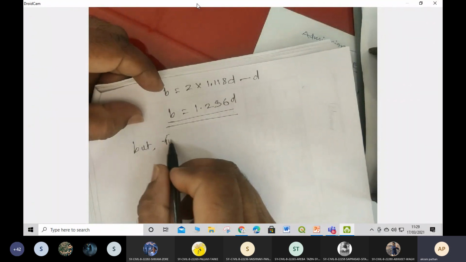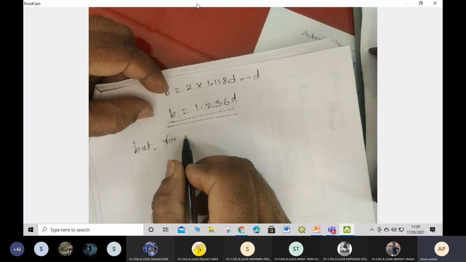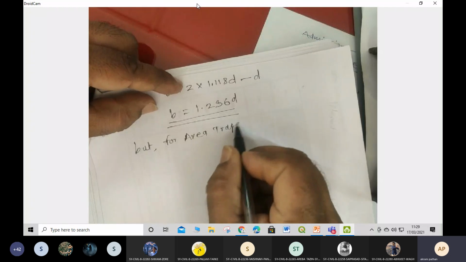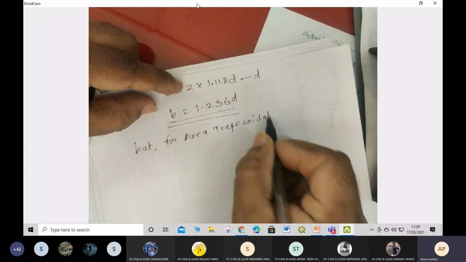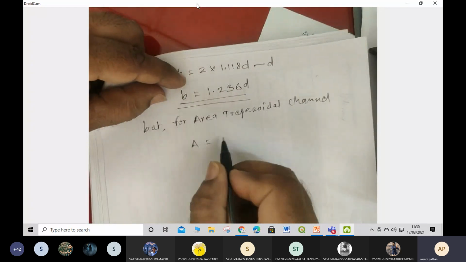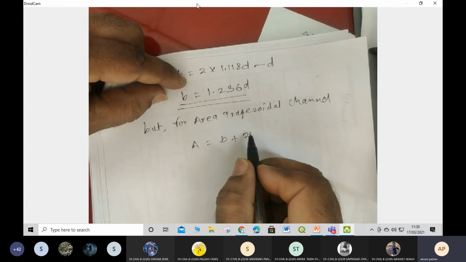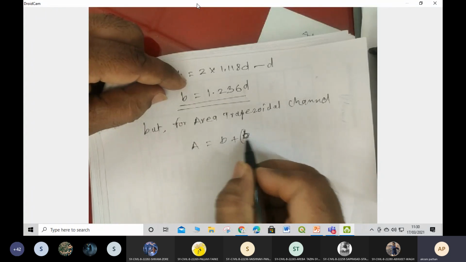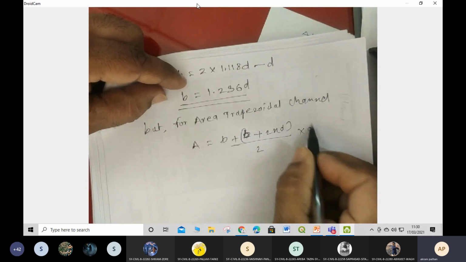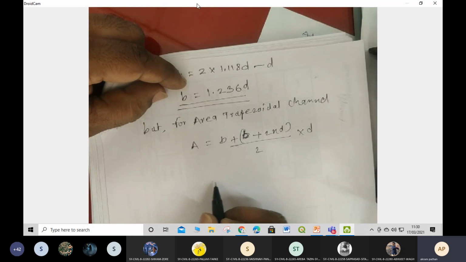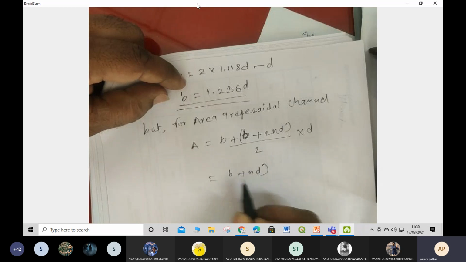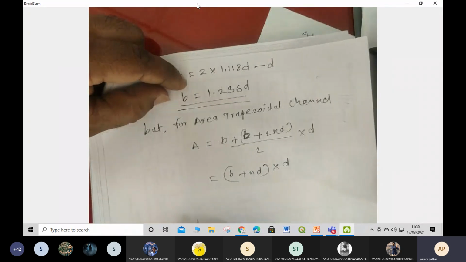Now, for the area of the trapezoidal channel section, area A is equal to (B plus nD) divided by 2 into D. Okay. So further, if I simplify this, I will get (B plus nD) into D.